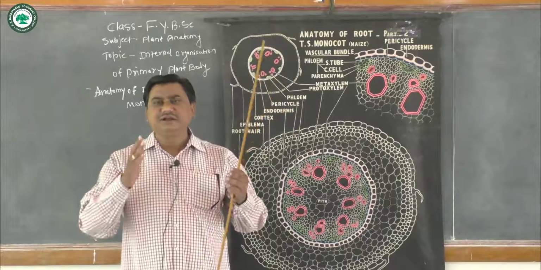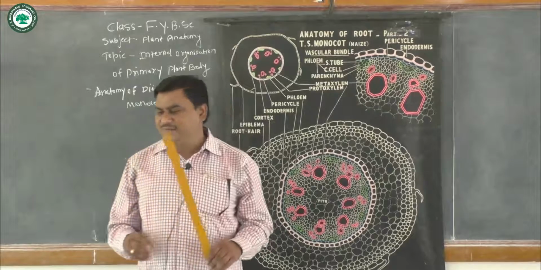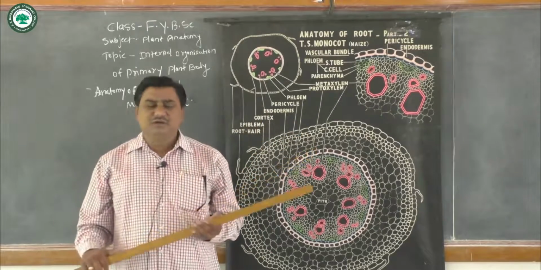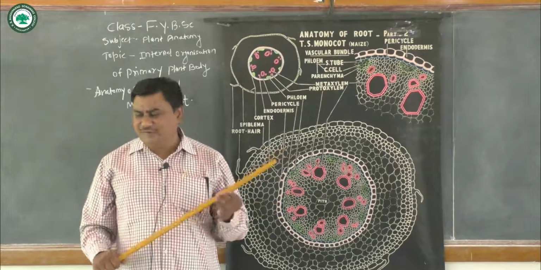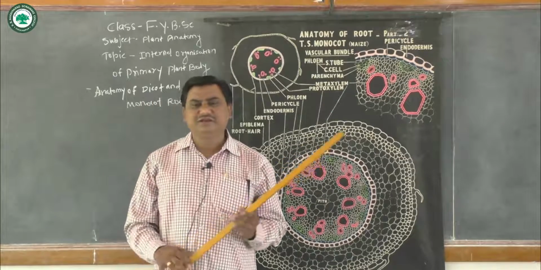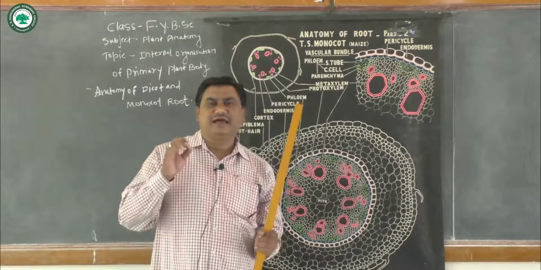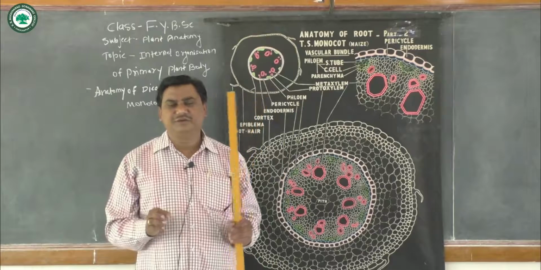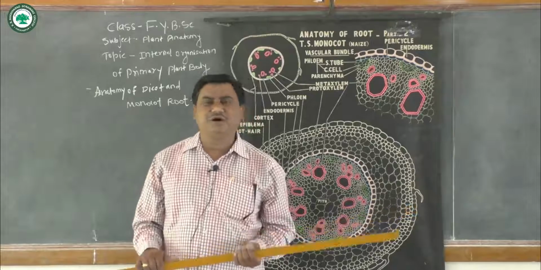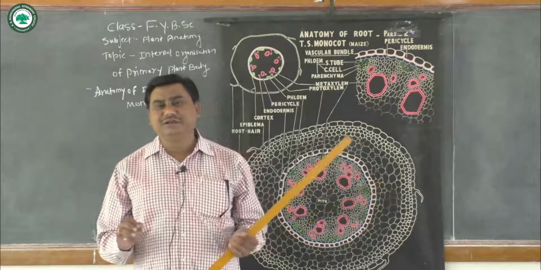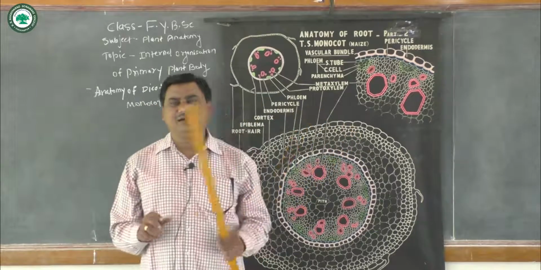Then what are the major differences between the dicot and the monocot root? First of all, about the pericycle. In the case of the dicot root, the pericycle gives the secondary root and the lateral meristem, but in the case of the monocot root, the pericycle gives only the lateral root. Friends, this is an important difference about the pericycle.